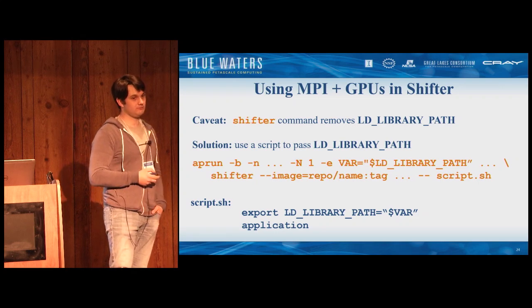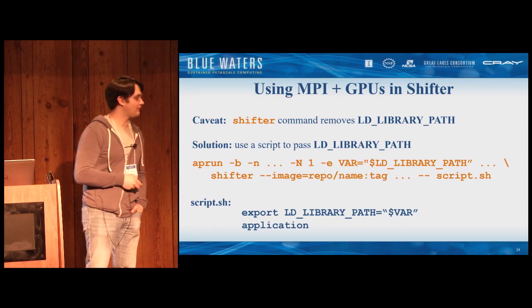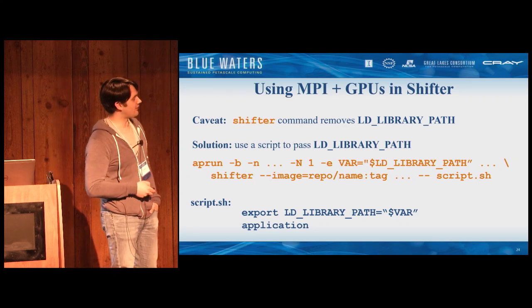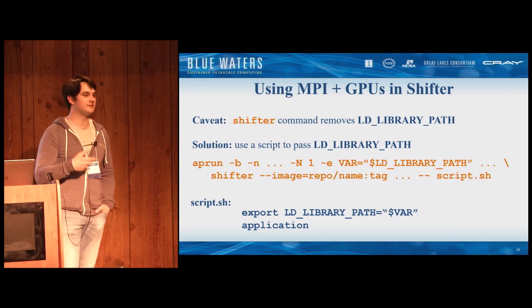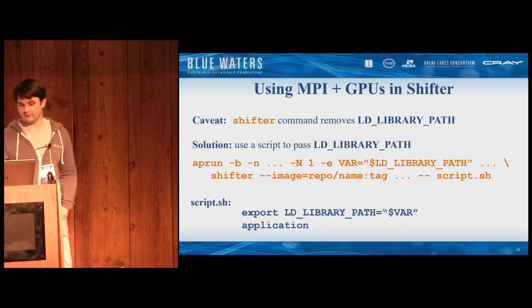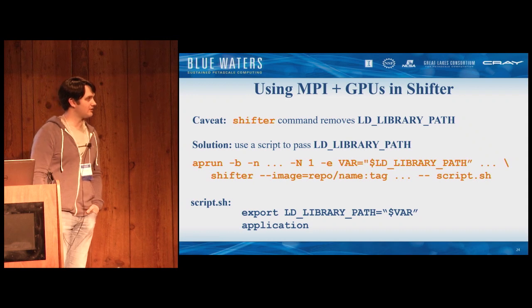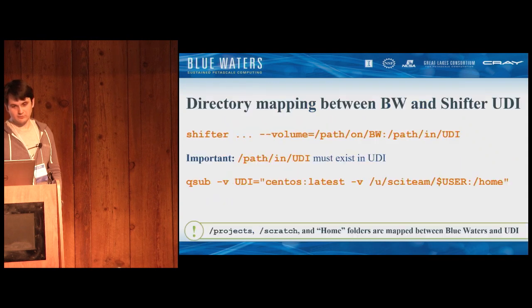That's all. What I did here was set that variable right in the aprun call, but you can do it any other way. You can save it to a disk or so forth. There are many ways to do that. So basically, this is how we can combine MPI and GPU in Shifter jobs. And we already had an application that did that on Blue Waters.